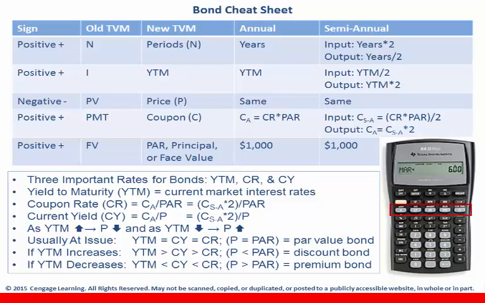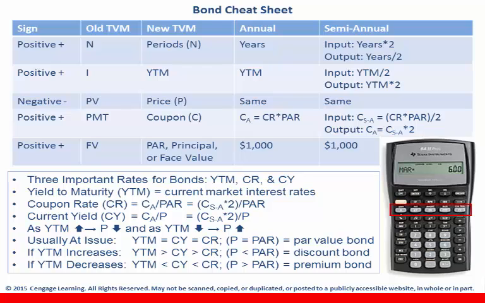And there are some relationships between these three important rates that you need to know, based on whether you're looking at a par value bond, meaning a bond that's selling for $1,000, a discount bond, or a premium bond. So at par value, all three of these rates should be the same: yield to maturity, the current yield, and the coupon rate. They should all be the exact same.